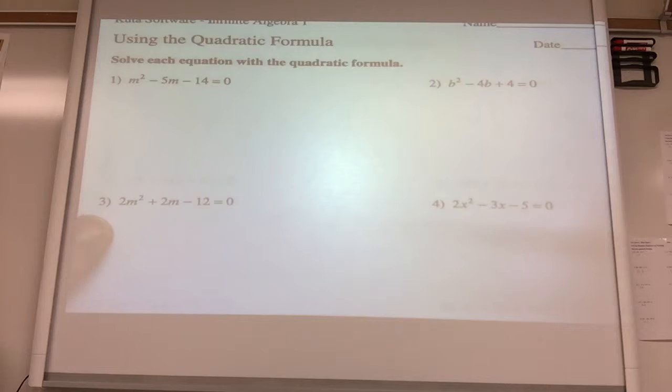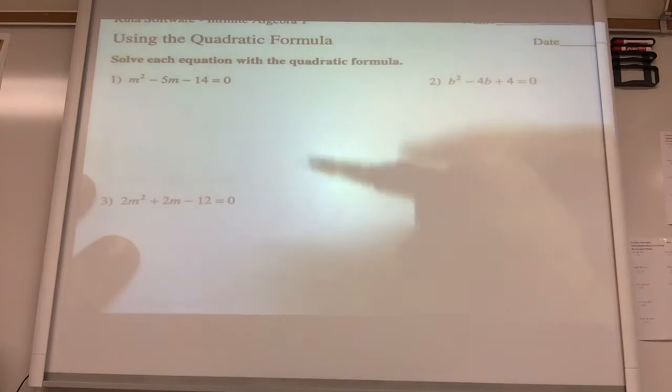You can't always factor every single quadratic. To some extent you can figure out ways to do certain things, but not everything is factorable. The quadratic formula always works. In a second, we're going to go over the method of factoring, but right now, quadratic formula.